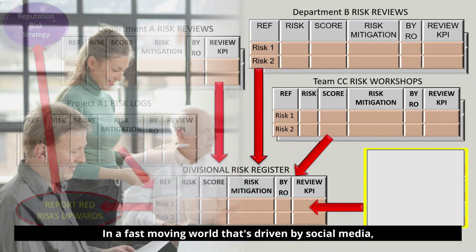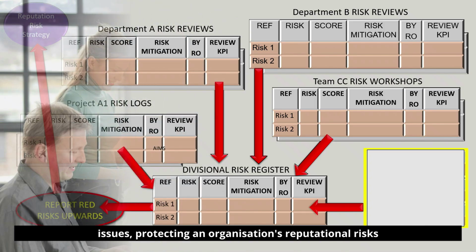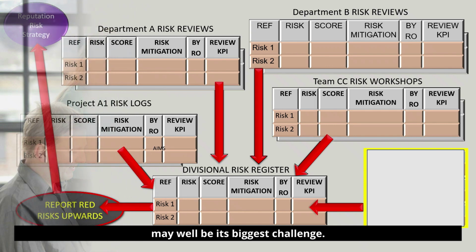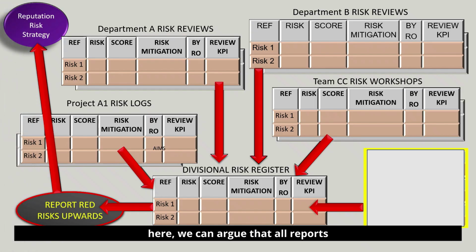In a fast-moving world that's driven by social media, instant video clips and sustainability issues, protecting an organisation's reputational risks may well be its biggest challenge. Instead of a standalone risk reporting system as noted here, we can argue that all reports requiring key decisions should include escalated risk reporting, including transformation strategies and proposed changes to procedures. In this way, risk assessments become an integrated component of the normal business reporting systems.